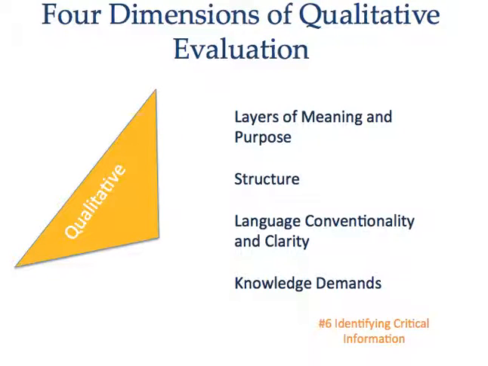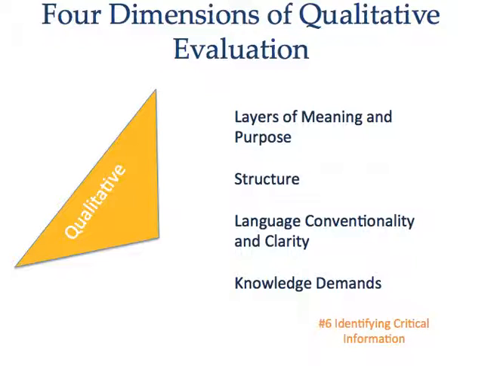So now we're going to look at the 4 dimensions of the qualitative evaluation. So you're going to want to have that rubric in front of you. And I'm going to take just a second to show you how the rubric works. So you have 2 sides. You have the literary text side and the informational text side.